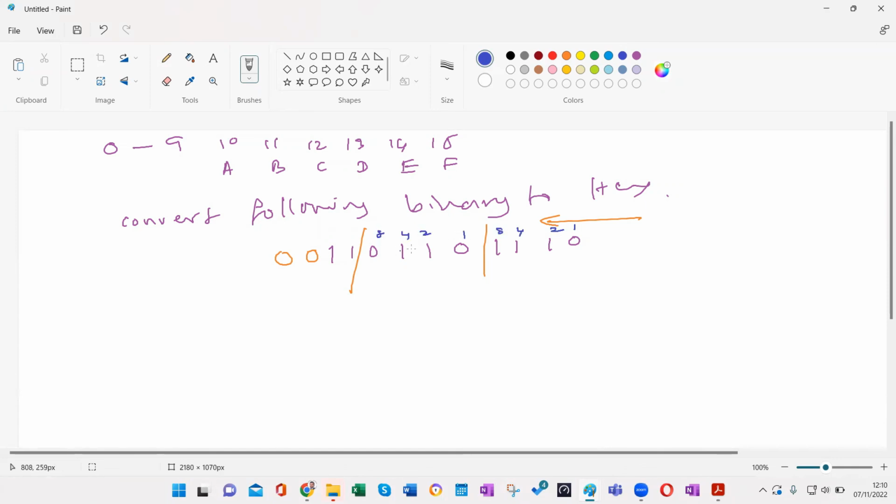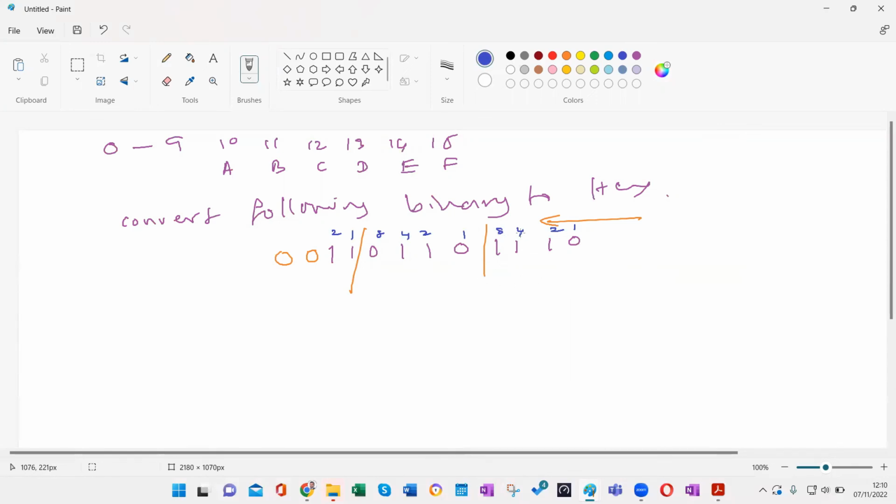Now we write only up to 8. Why? Because we don't have 8 bits here. We have groups of 4 bits. And here also 1 2. Now you multiply. You don't need to do it in steps, just do it mentally, right?